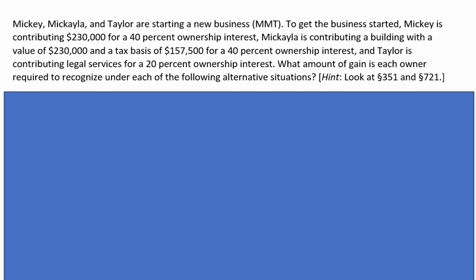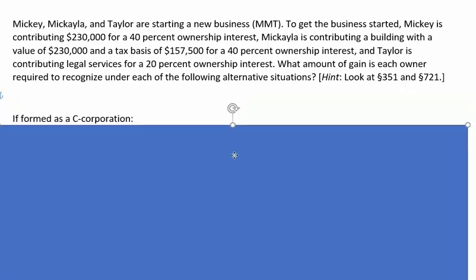And Taylor is contributing legal services for a 20% ownership interest. All right, then again, what's the question? What amount of gain is required? What amount of gain is each owner required to recognize under each of the following alternative situations? So let's explore the first situation.